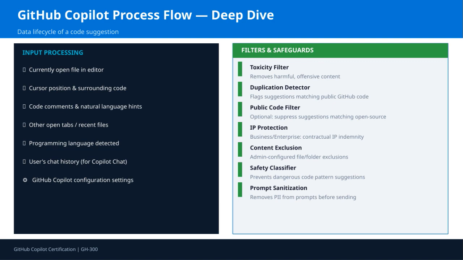To further ensure safety, there's a safety classifier that prevents dangerous code patterns from being suggested. Lastly, prompt sanitization removes any personally identifiable information before data is sent, protecting your privacy. Altogether, these steps make Copilot's suggestions both relevant and secure.